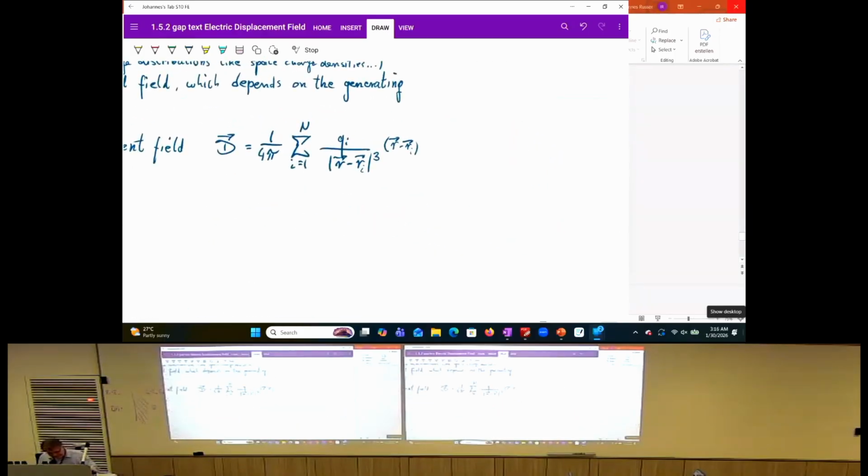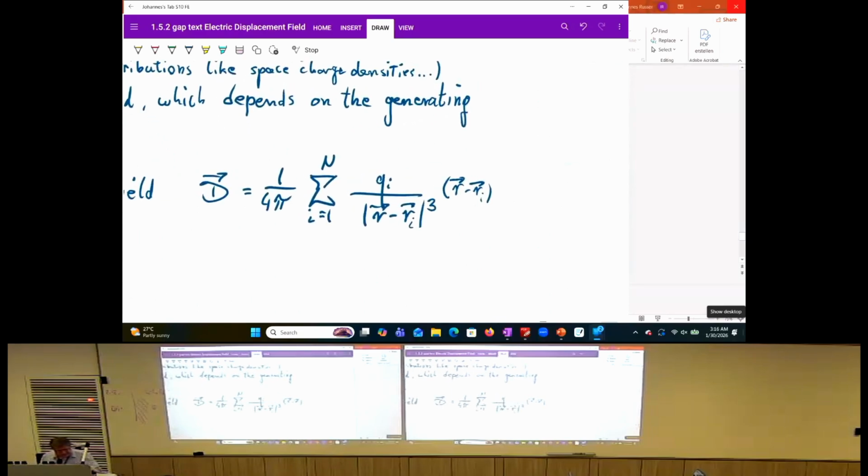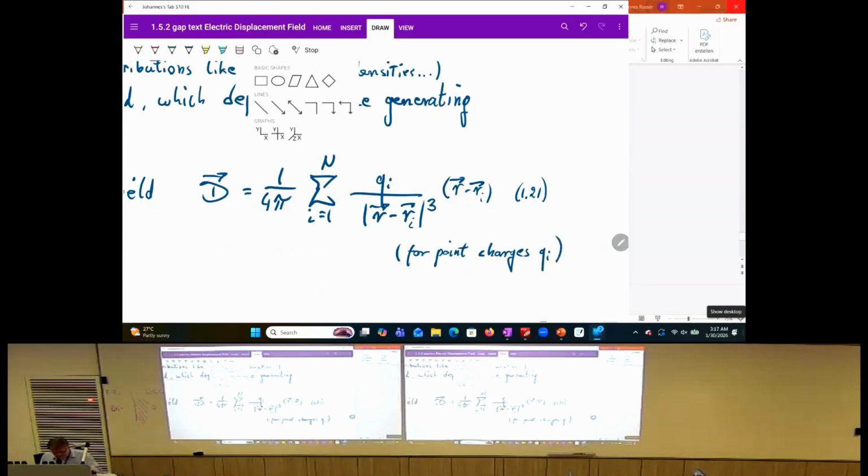It's the displacement field, but you see it really is very closely related to the equation for the set of point charges derived from Coulomb's law. Basically, Coulomb's law using the superposition principle. So this is for the point charges. These are the generating quantities, the point charges Q_i. Also, this is an important equation.